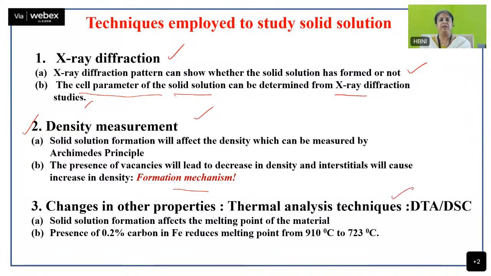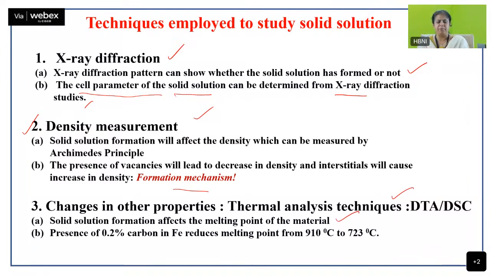Changes in other properties, for example, thermal analysis. If you have a solid solution formation, it is a crystalline phase. I was mixing A and B, I mixed them, I got a different crystalline phase. The melting point of AB will be different from A and B, right? So it affects the melting point.